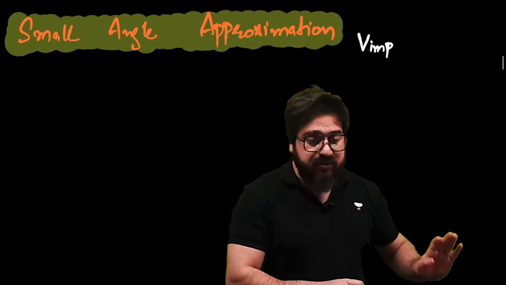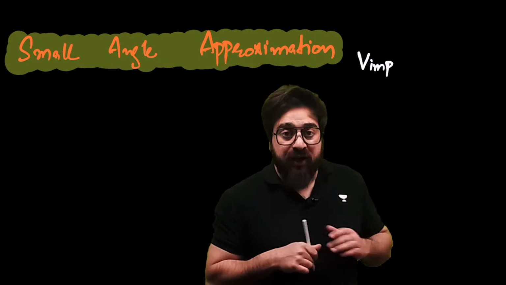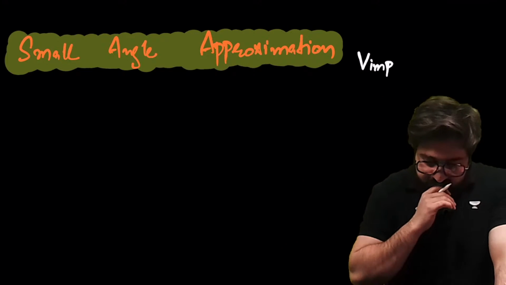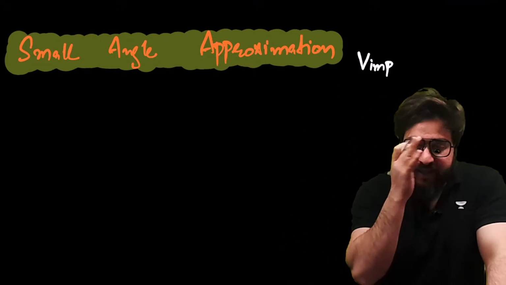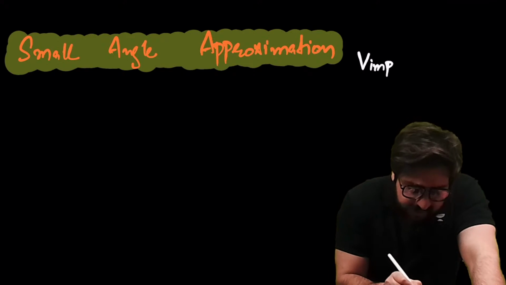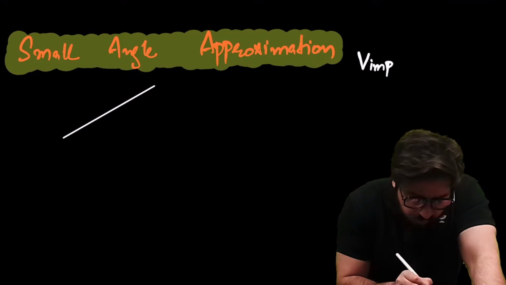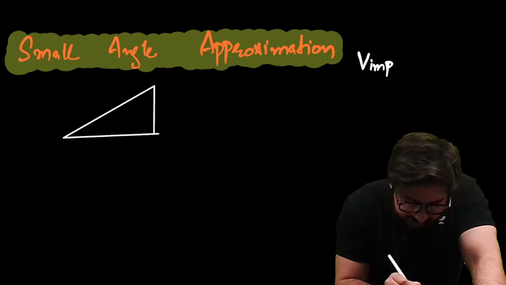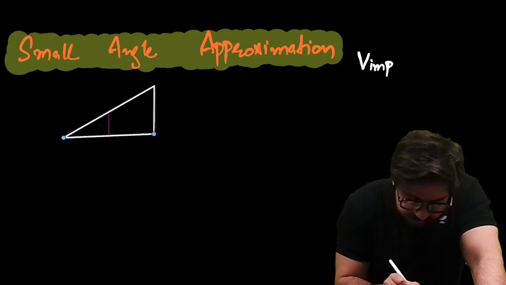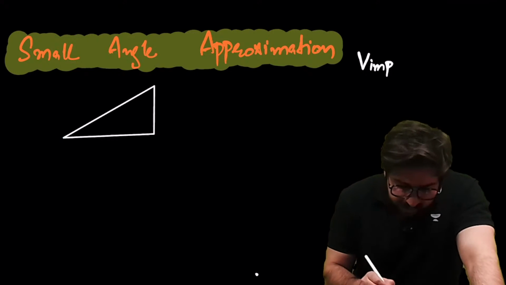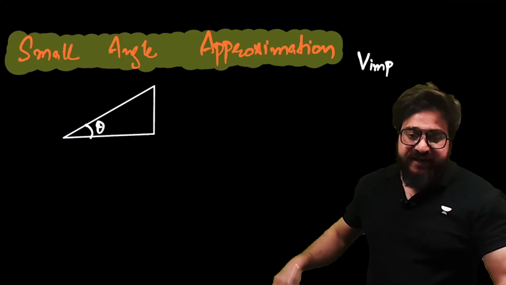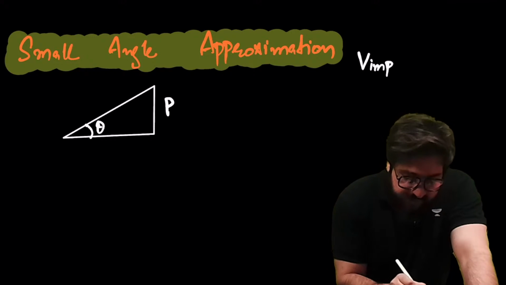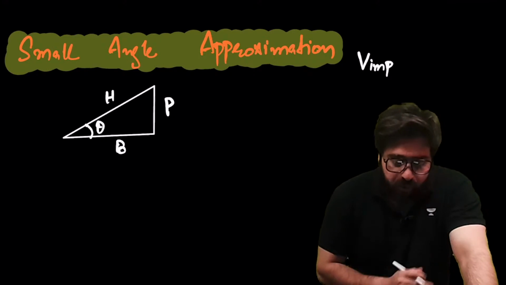Small angle approximation. This also we use in our concepts. Listen to me very carefully. When it comes to the small angle approximation, let's suppose we have a triangle over here. This is the triangle that we have, and in this triangle this angle is, let's suppose, theta. This is perpendicular, this is base, and this is hypotenuse.